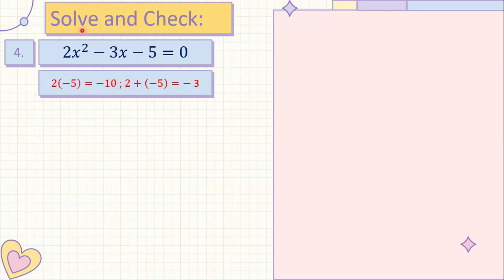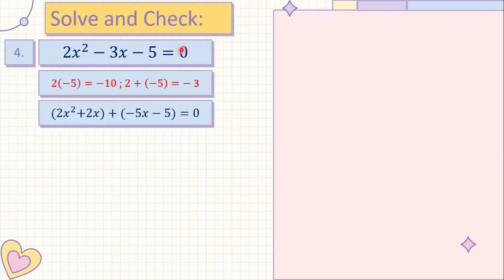So, we can get already this first term as one term ng factor or nasa isang quantity. The third term or the constant, we can already have that in another quantity. So, here, we have 2x kasi ito yung factors ng -10, which have the sum of -3. So, we have +2, and itong -5 is andito. So, we have 2x squared plus 2x plus -5x minus 5 is equal to 0.